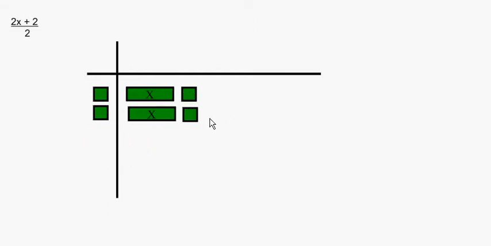So now I've created a rectangle, and I have my rectangle divided by my 2, and what do I have to have across the top? Well, to make an x squared here, it's 1 high by x long, so I have to have something that's x long here. And to make something that's 1 high and 1 across, I need to have a 1 here. So my answer is going to be x plus 1.